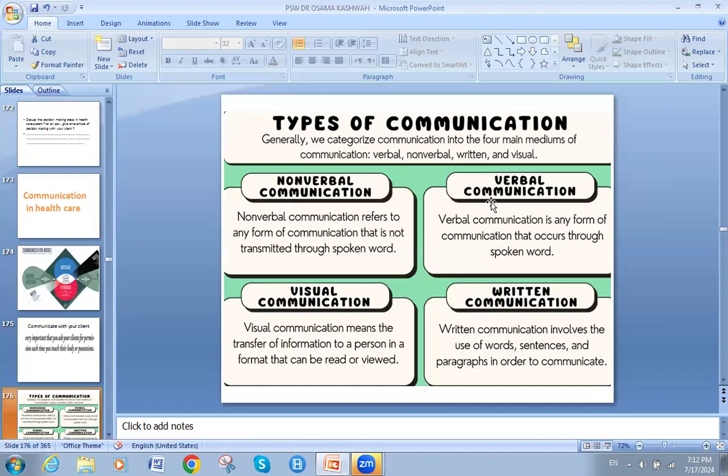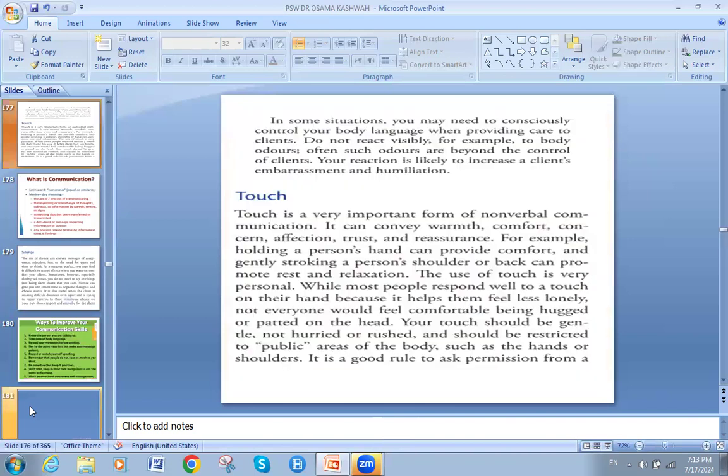We have non-verbal communication, we have verbal communication. The verbal communication we are all doing, like what I'm doing right now, I'm just talking. This is verbal communication. So talking is verbal communication. This is any form of communication that occurs through spoken word. Written communication involves the use of words, sentences, and paragraphs in order to communicate. This is the written communication.